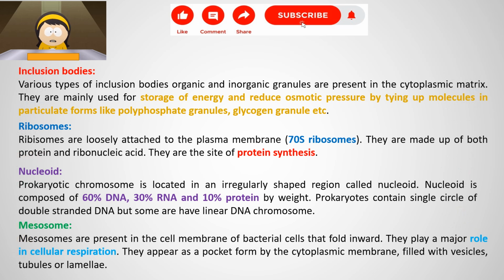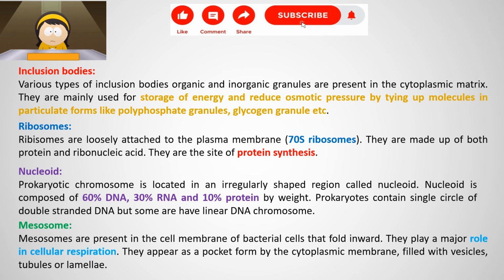Inclusion bodies. Various types of inclusion bodies, organic and inorganic granules, are present in the cytoplasmic matrix. They are mainly used for storage of energy and reduce osmotic pressure by tying up molecules in particulate forms like polyphosphate granules, glycogen granules, etc. Ribosomes. Ribosomes are loosely attached to the plasma membrane, 70S ribosomes. They are made up of both protein and ribonucleic acid. They are the site of protein synthesis.